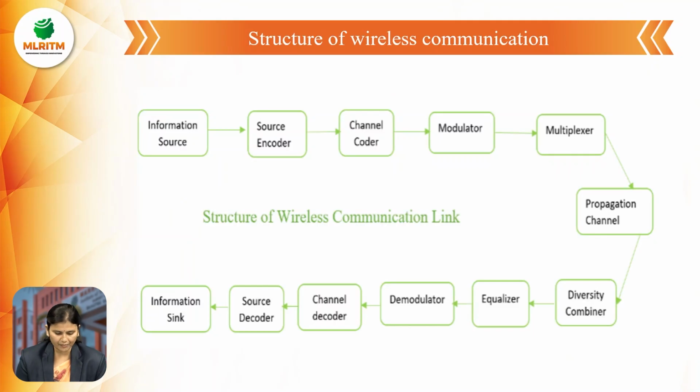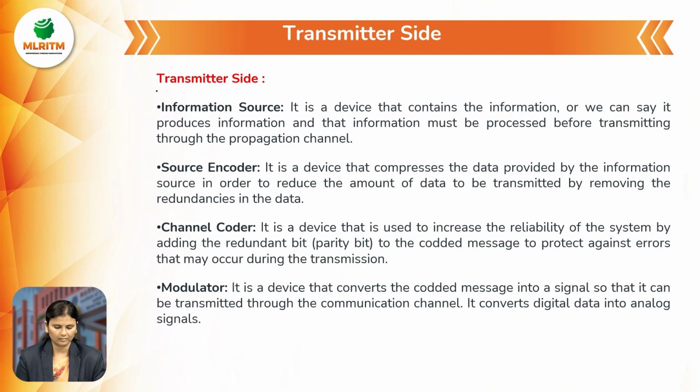On the transmitter side, we have information source, source encoder, channel coder, modulator and multiplexer. And on the receiver side, we have diversity combiner, equalizer, demodulator, channel decoder, source decoder and information sink. The information source is a device that contains the information, or we can say it produces the information. That information must be processed before transmitting through the proper channel.